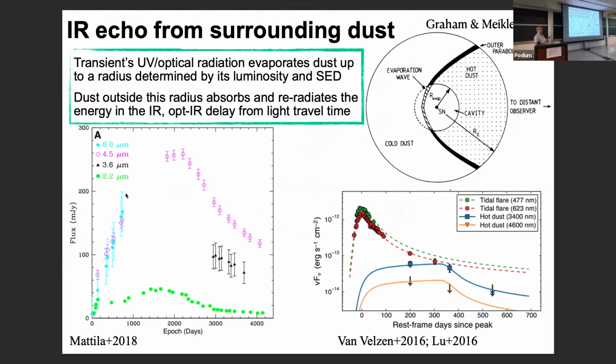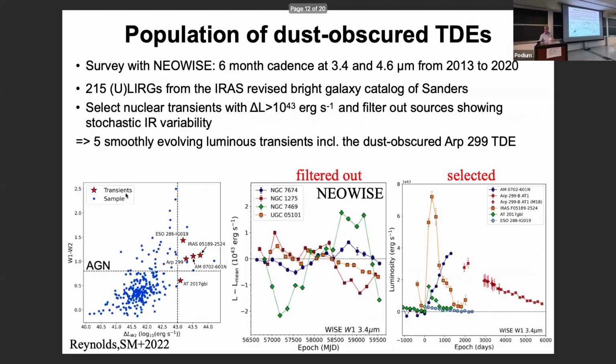We have the flare evaporating the dust up to a certain radius, and then the dust outside of this evaporation radius is absorbing and re-radiating some of the light. We get the delay between the optical and infrared because of the light travel time effect. So we talk about infrared echoes, and these are often seen for supernovae, and now also for tidal disruption events.